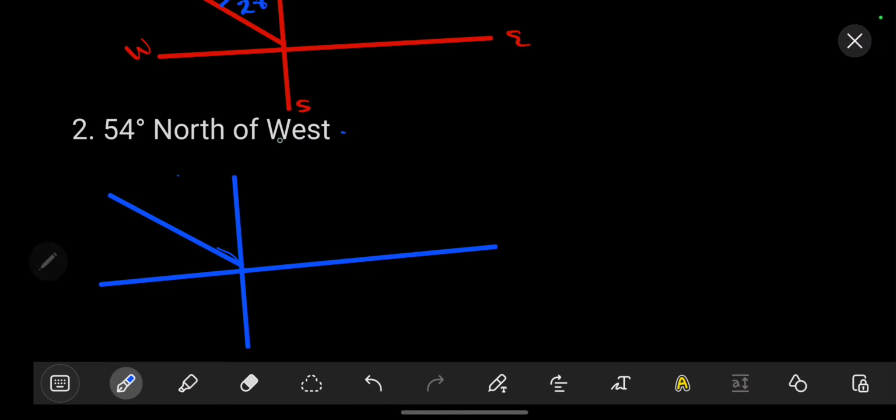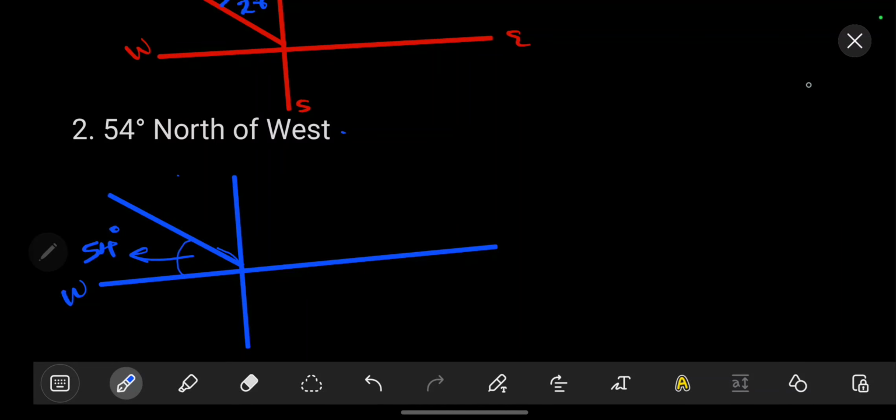Now north of west means begin from the west, then go towards the north. So we know that our west is here. Begin from the west and go to the north until you meet the line. So this means that the angle 54 degrees is here. So the 54 degrees is here.